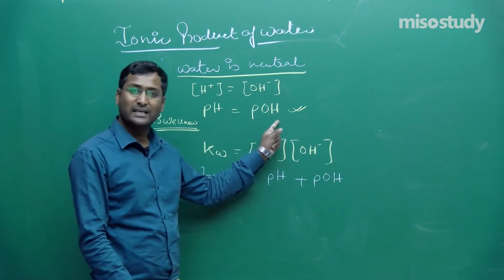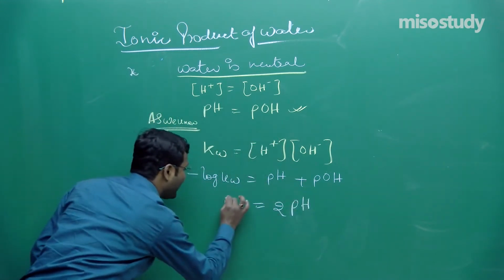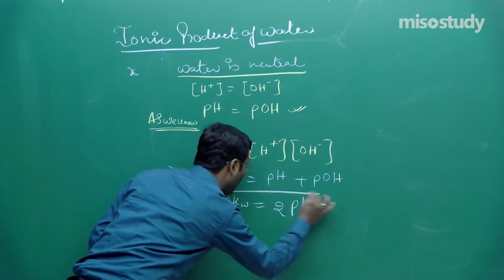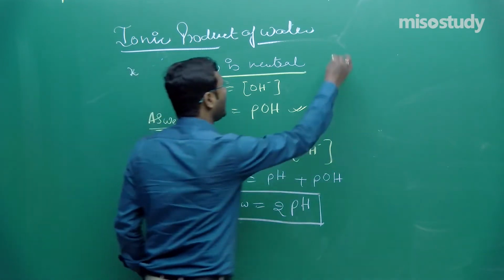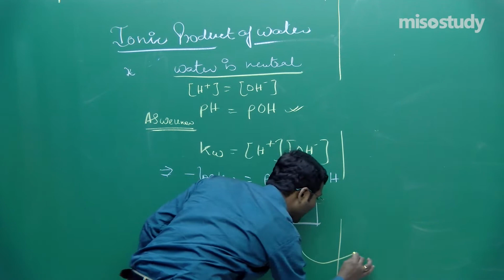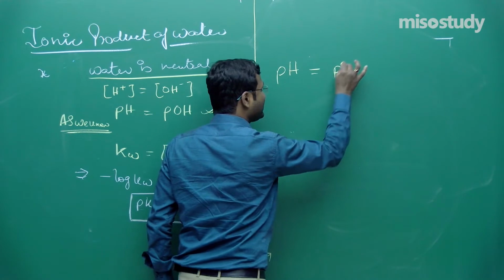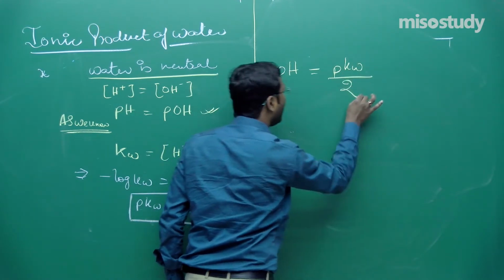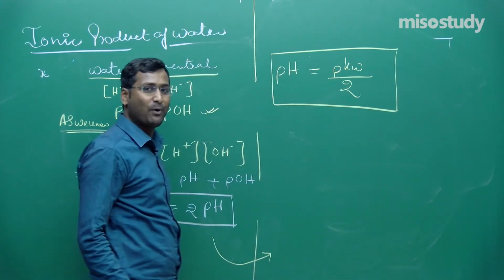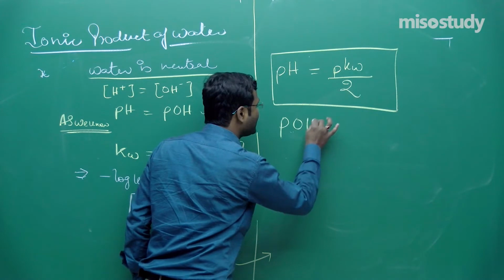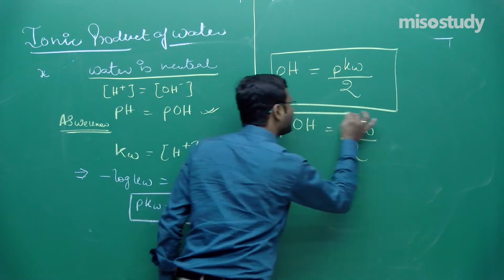As we know, pH is equal to pOH, so we can write 2 pH, and in this case we can write pKw. Are you getting my point? pKw is equal to 2 pH in case of water. Now moving here, what is the final output? We can write pH of water is equal to pKw upon 2. That is the condition. Are you getting my point? Similarly, pOH is equal to pKw upon 2. This is the output.